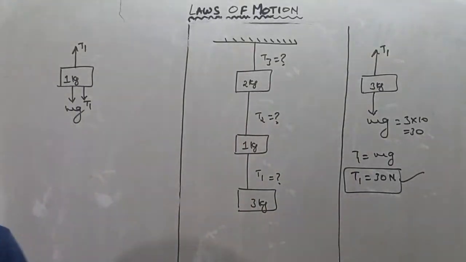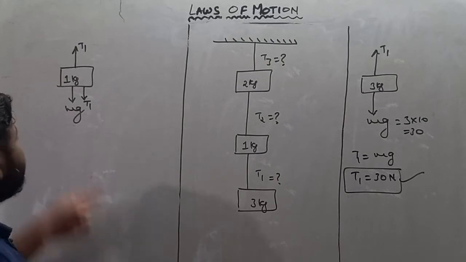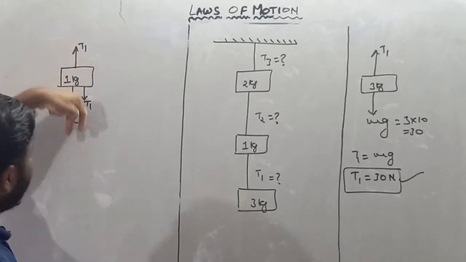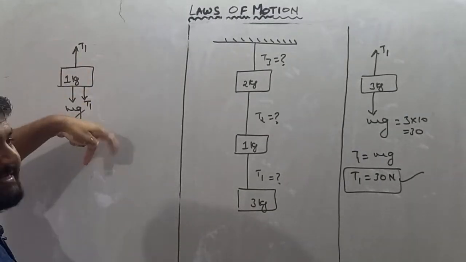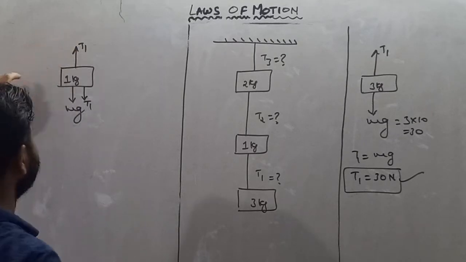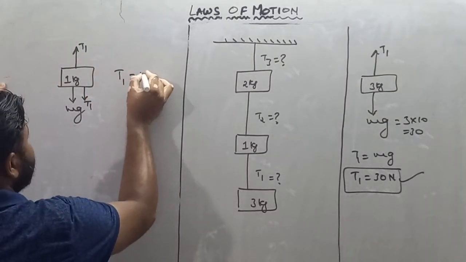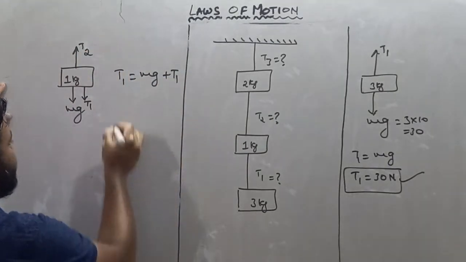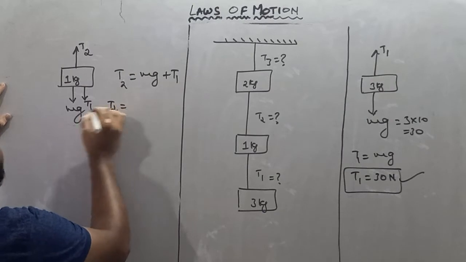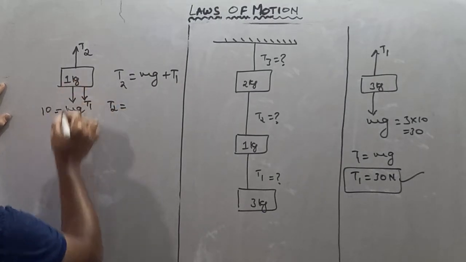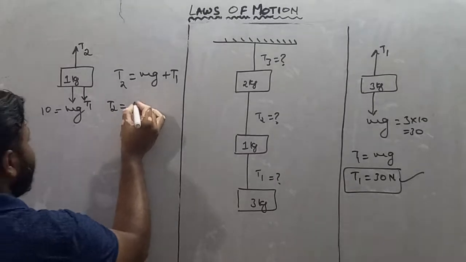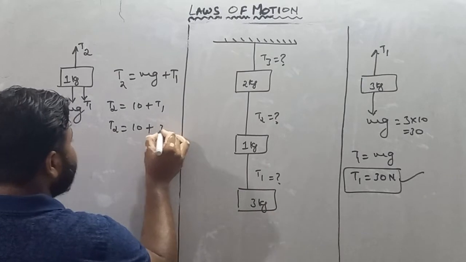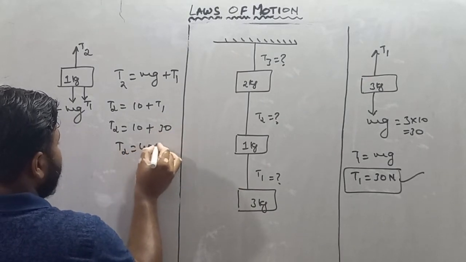So moving forward, as the system is in equilibrium, forces are equal in magnitude and opposite in direction. If you see here, the 1 kg block carries two forces in the downward direction and one force in the upward direction. So the upward force must be equal to the downward force. The upward force is T2 and the downward forces are mg and T1. So T2 is equal to mg plus T1. It means 10, because mass is 1 and g is 10. So T2 must be equal to 10 plus the value of T1, which is 30 Newton. So T2 must be equal to 40 Newton.